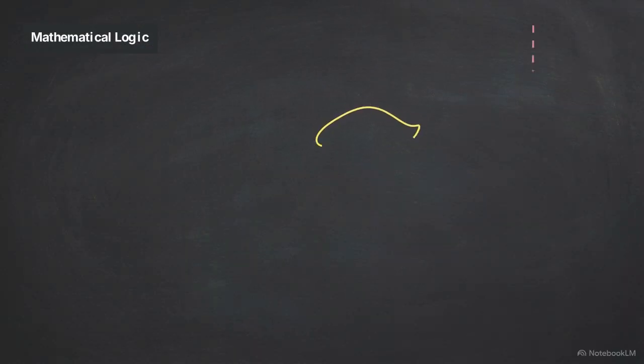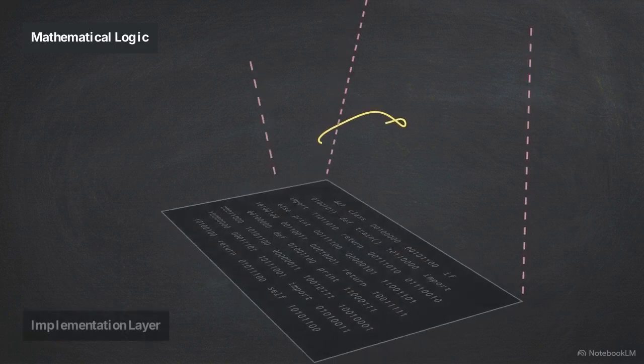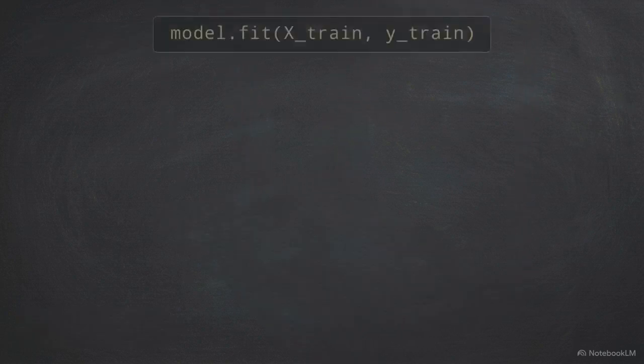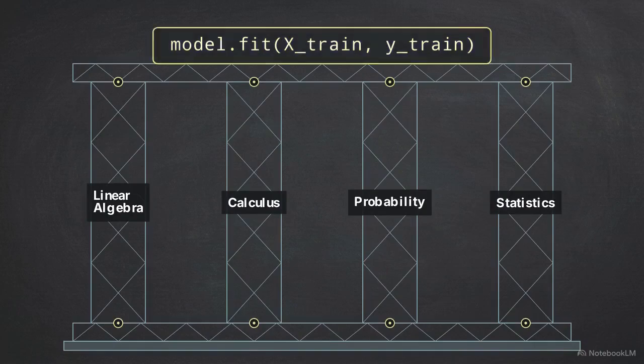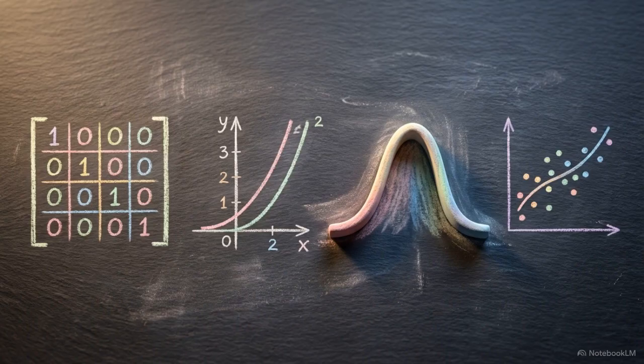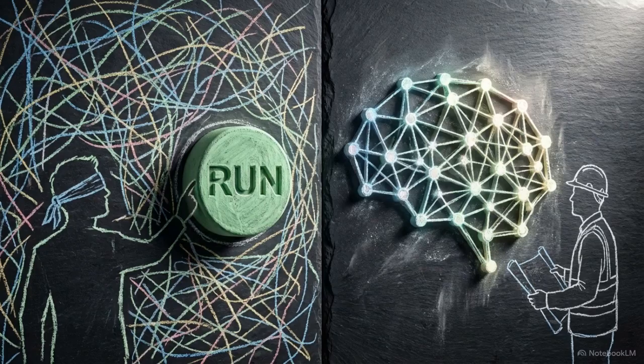The code we write is simply the implementation layer for that underlying logic. Beneath the simple syntax of a Python script lies a rigorous engine built on 4 mathematical pillars. These 4 pillars are linear algebra, calculus, probability, and statistics. Mastering these 4 domains is how a practitioner transitions from blindly operating models to actually architecting them.